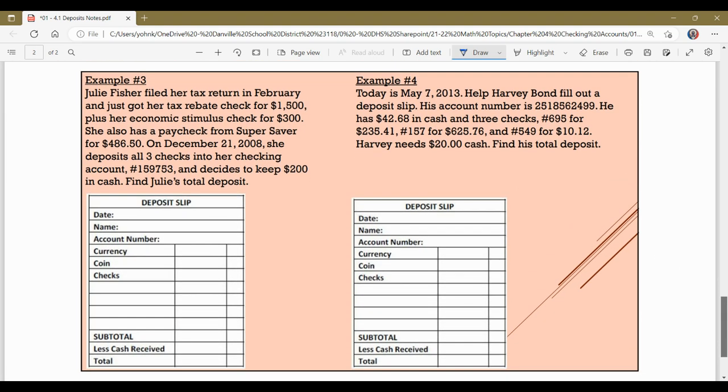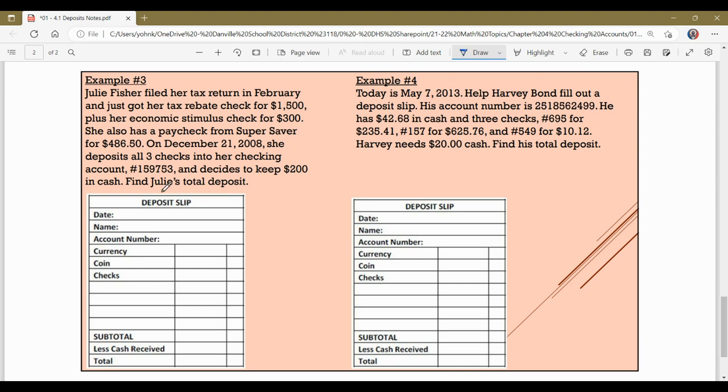So, example number 3, Julie Fisher filed her tax return in February and just got her tax rebate check for $1,500 plus her economic stimulus check for $300. She also has a paycheck from Super Saver for $486.50. On December 21st, 2008, she deposits all 3 checks into her checking account, which is number 159753, and decides to keep $200 in cash. Find Julie's total deposit.